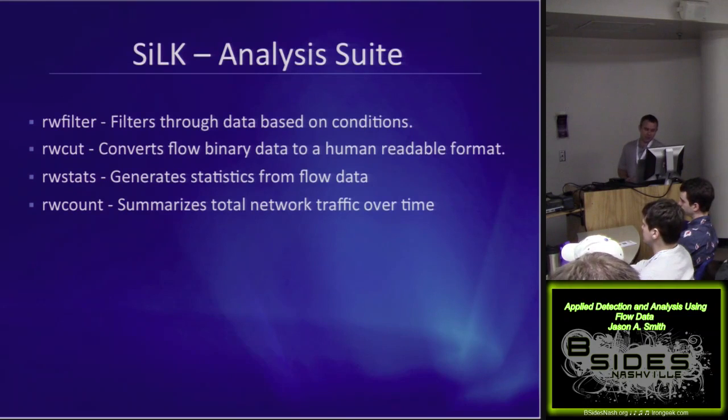For the SiLK analysis suite, I'm going to talk about rwfilter probably the most because it actually filters through the bulk of the data. So when you ask what data do I want, rwfilter is how it goes and gets it and says, oh, well, this is only the data that you requested, or the data you requested not be here. rwcut converts what it gives you into a human readable format. SiLK uses all these binary formats just because that's the quickest way to do these things.